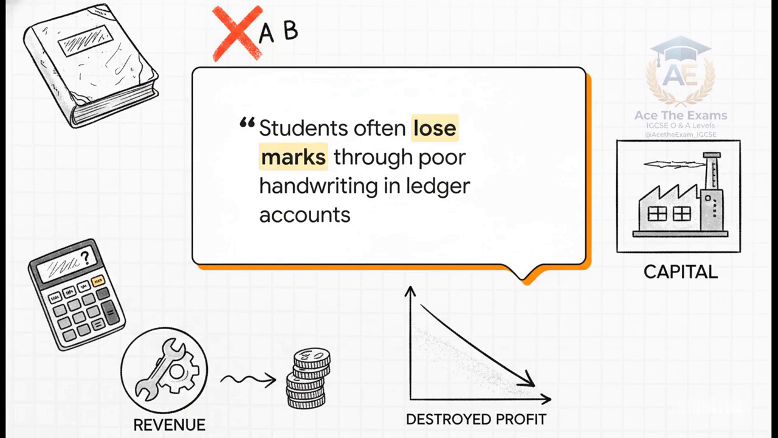Let's wrap up our coaching session with Section 4, Examiner Warnings and Insights for the 2028-30 syllabus. Please do not let mundane issues sabotage all your hard work. I mean, if the examiner literally cannot read your handwriting in the ledger accounts, they can't award you those precious method marks we just talked about.